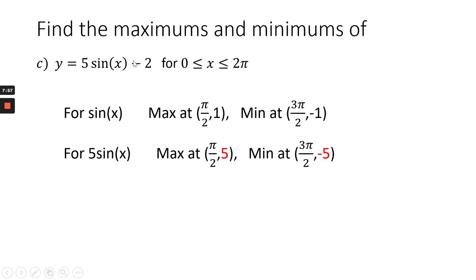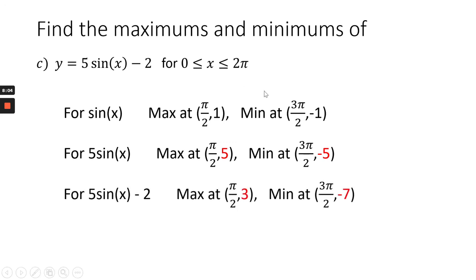The other transformation is to take 2 away at the end. Now remember that just moves the graph down by 2. So we're changing y again, so we're taking 2 off our y values. So taking 2 off each of our y values, there's our maximum and there's our minimum, and we're sorted.